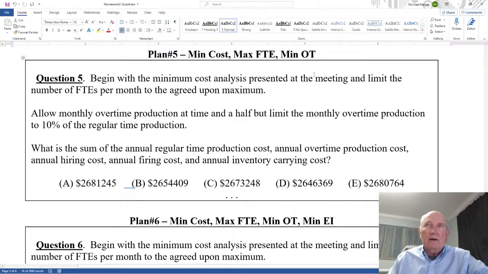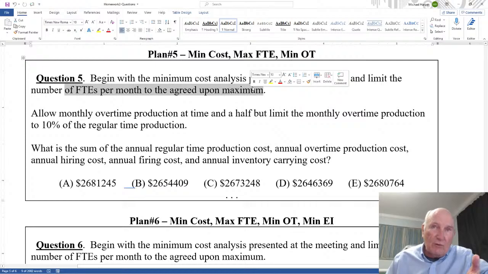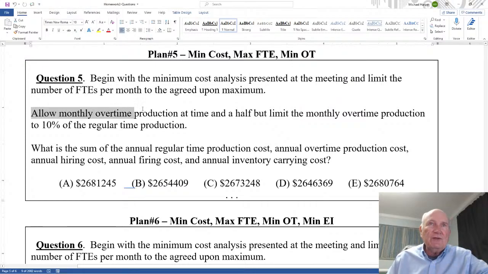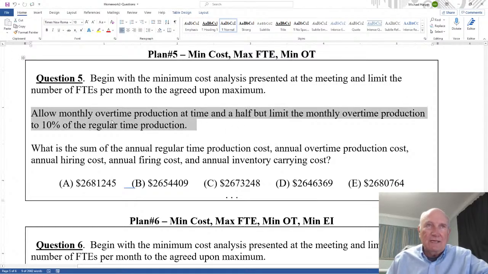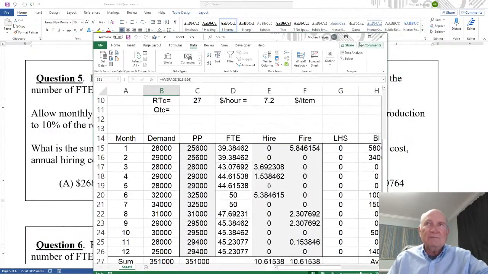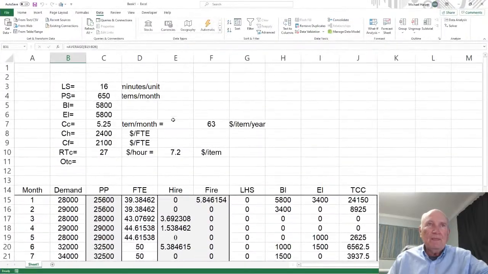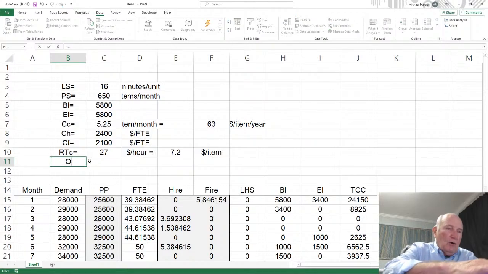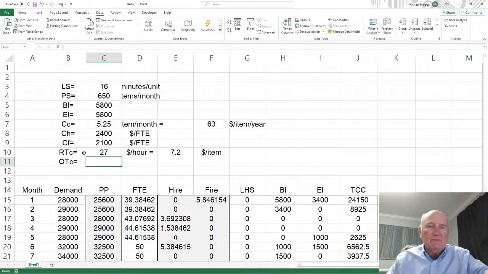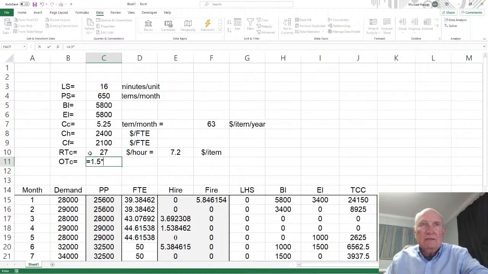Allow and limit the number of FTEs per month to the agreed upon maximum, 44. Allow the monthly overtime production at time and a half, but limit the monthly overtime production to 10% of the regular time. Okay, so time and a half. Let's come back up here. Here's regular time. My overtime cost would be time and a half, equal 1.5 times this.